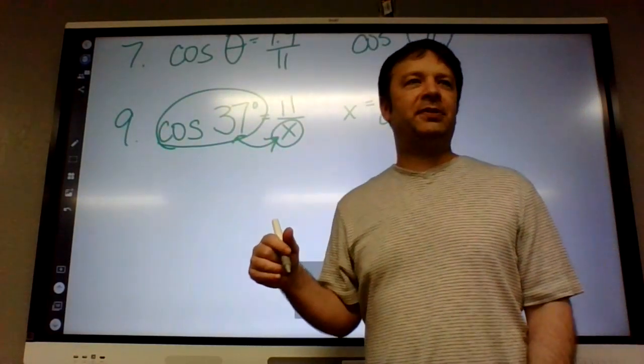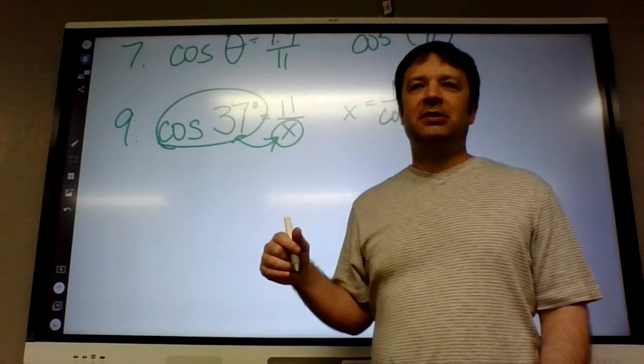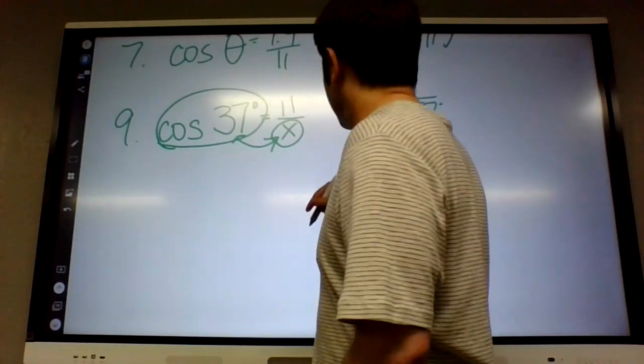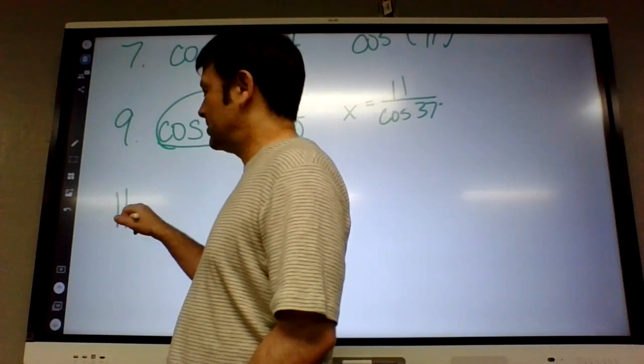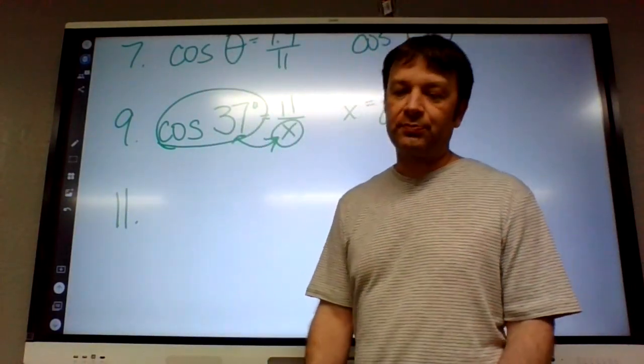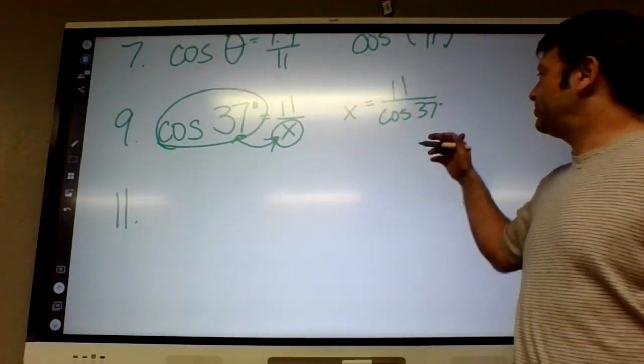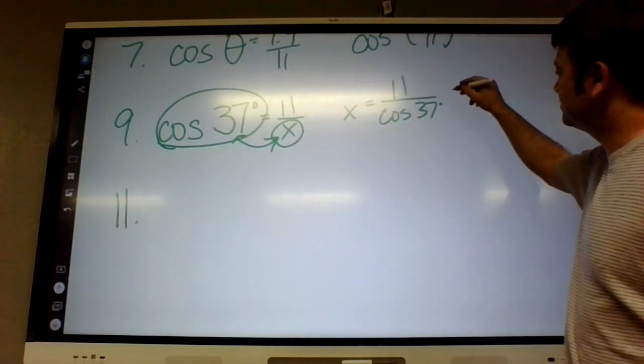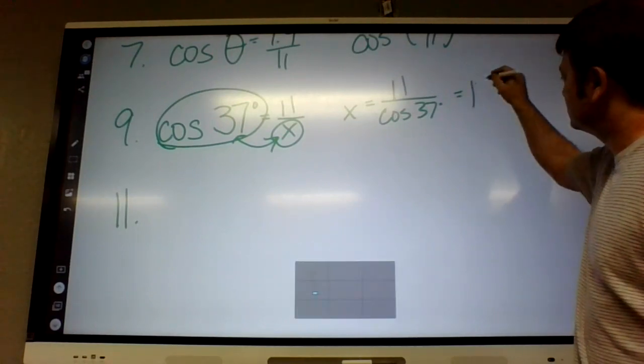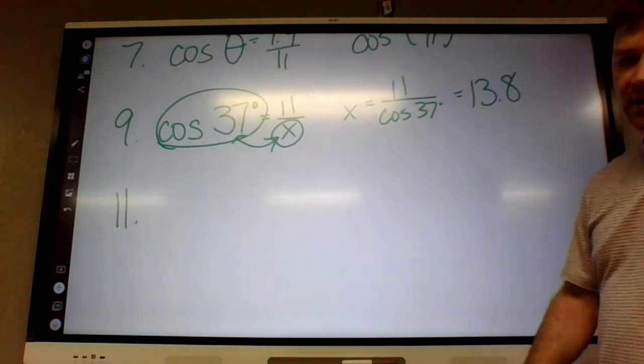Let's see, who's left? Is the answer just 11 over cosine of 37? Just put that into the calculator. Yeah, whatever that equals. I put 13.7. 13.8. 13.8. Thank you, Hope. You're welcome.